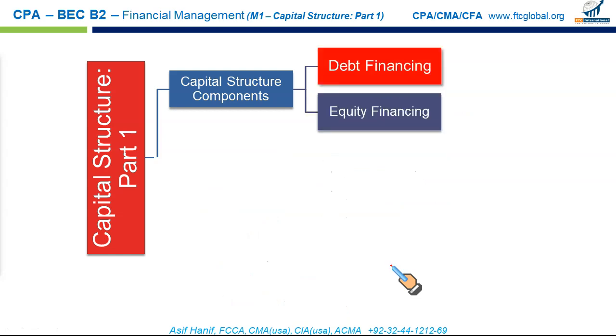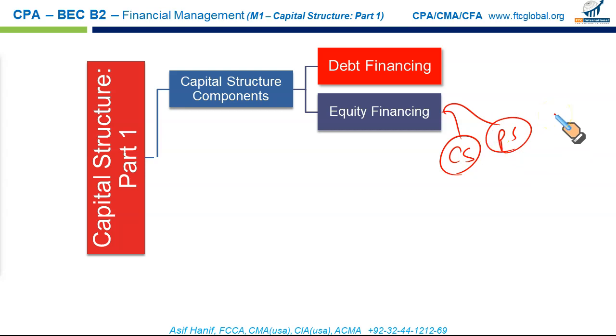Alright, next is equity financing. Equity means issuance of common stock and preferred stock. Common stockholders are the owners in the firm. They have the right to vote. They have the right to elect the members to the board of directors. They are the ones who have their say in the decision-making process to some extent through meetings.